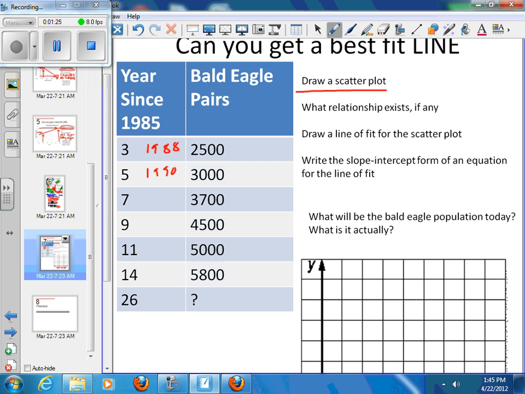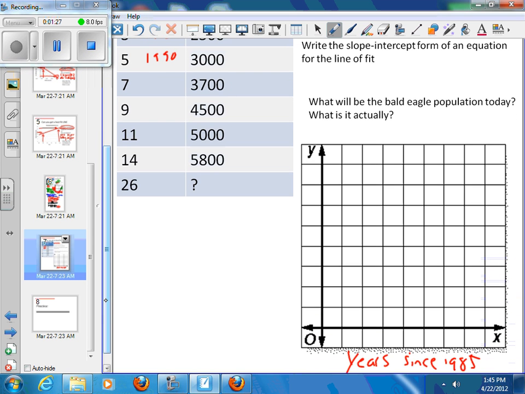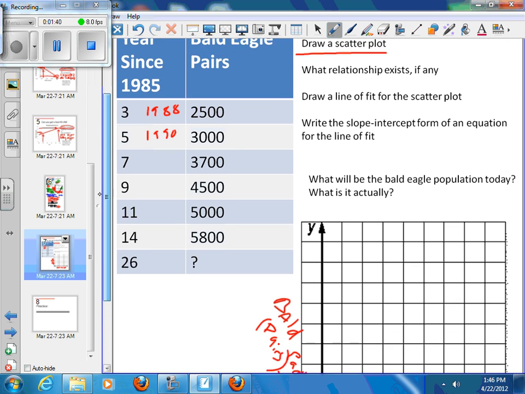And the bald eagle pairs, and pairs means there's two, because you have to have a breeding couple. So this is bald eagle pairs. So this is sets of bald eagles that live together.